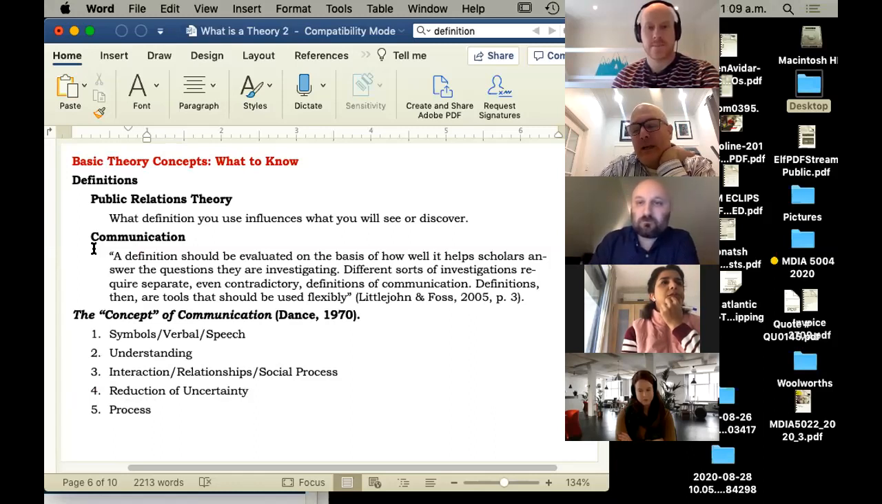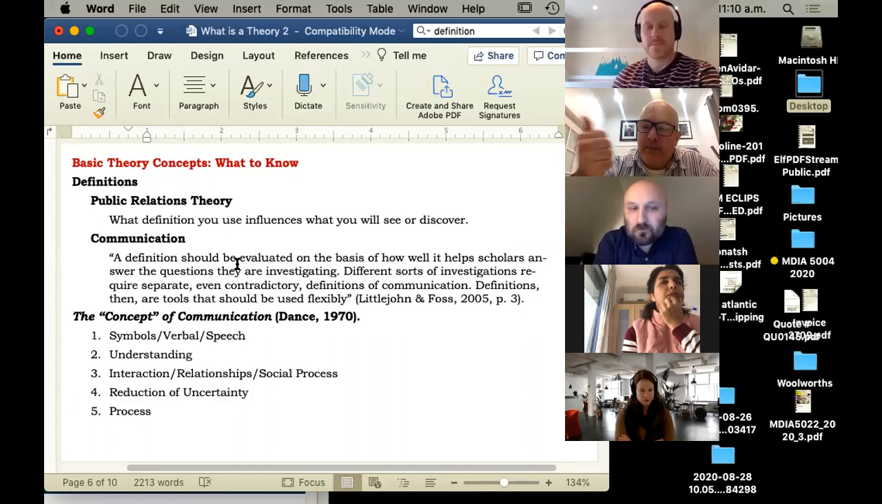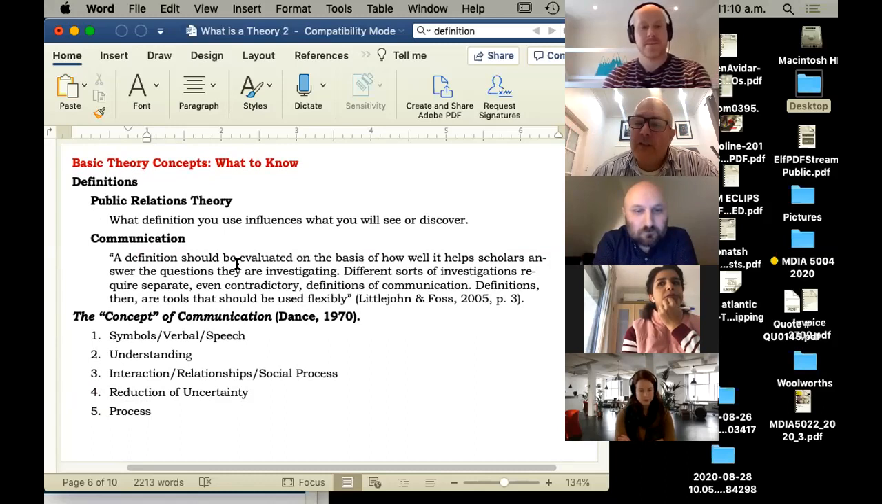If you're going to see it as a relationship building tool, then you're going to look at how people build relationships and the structures and features of those. So the first issue for us as theorists to think about is going to be the assumptions of our theory, and also how we're defining communication. What is communication for us? What is the level of analysis that we're going to be focusing on? What is it that we're trying to look at?